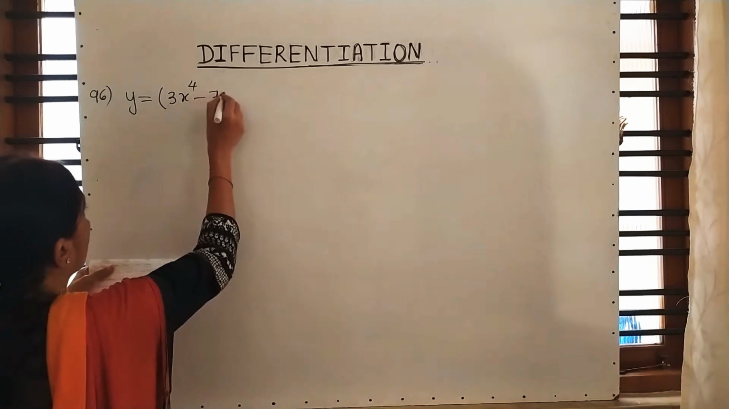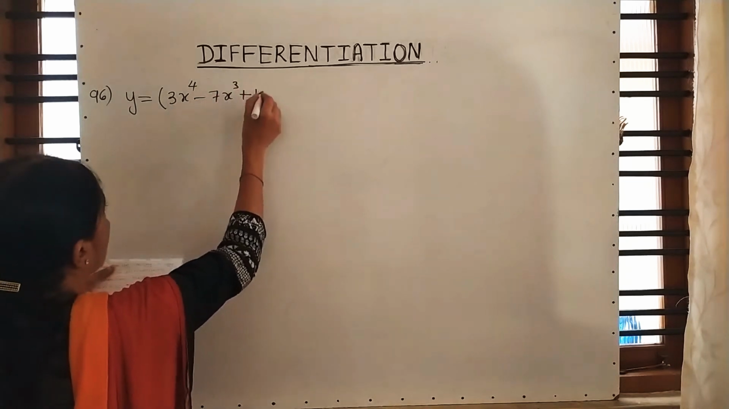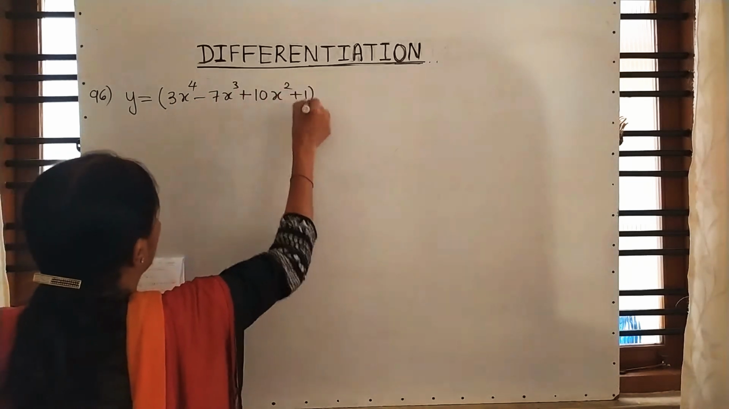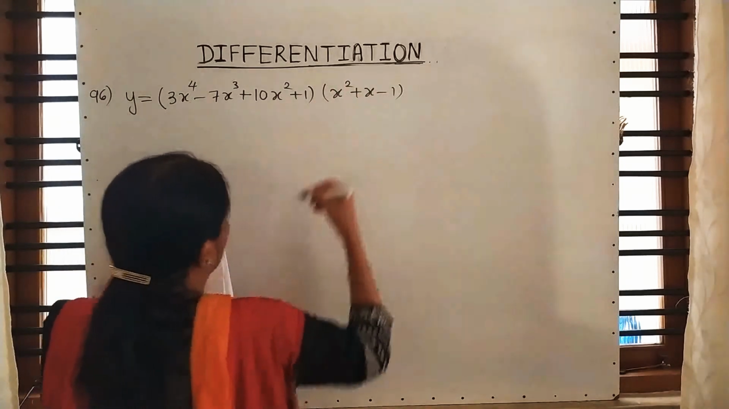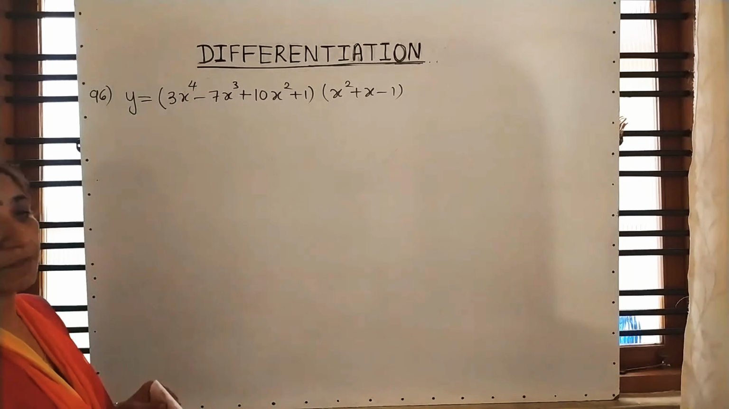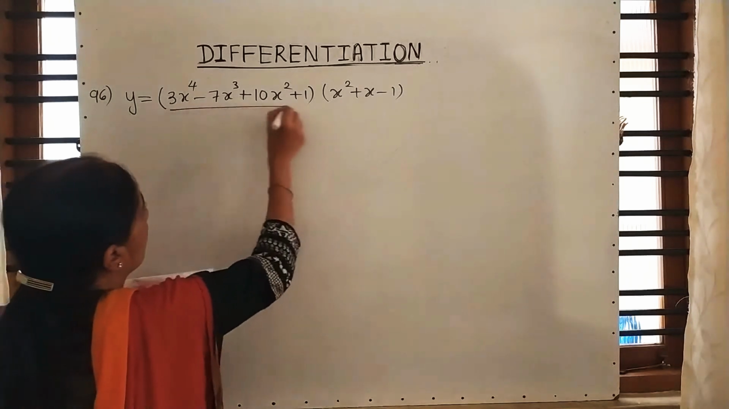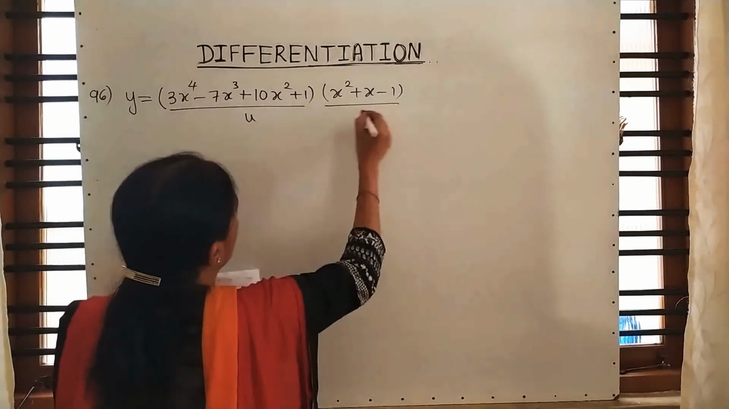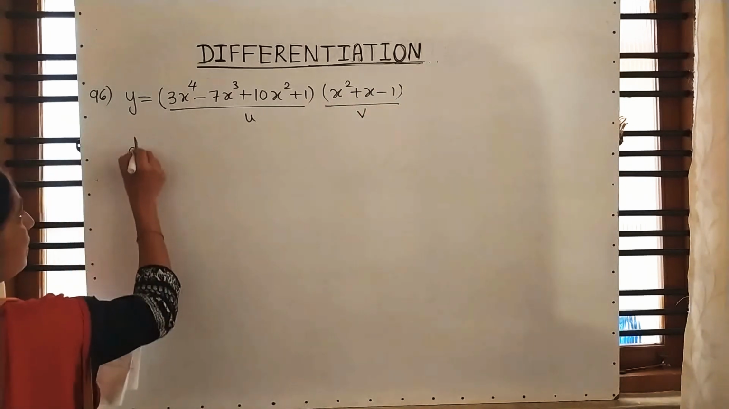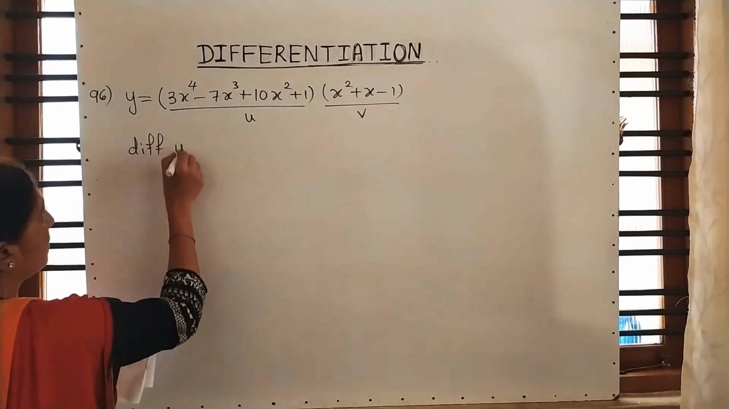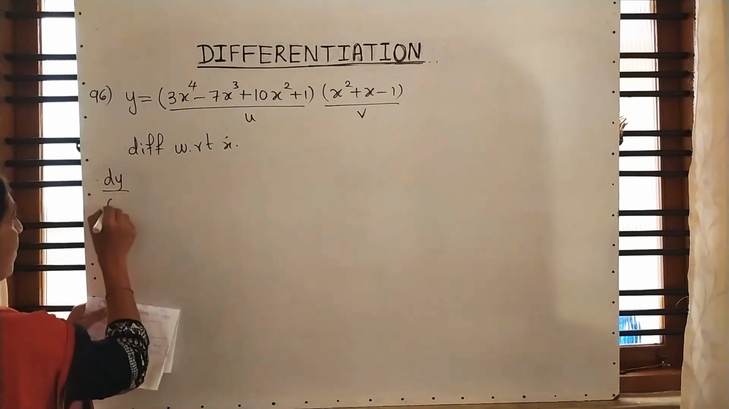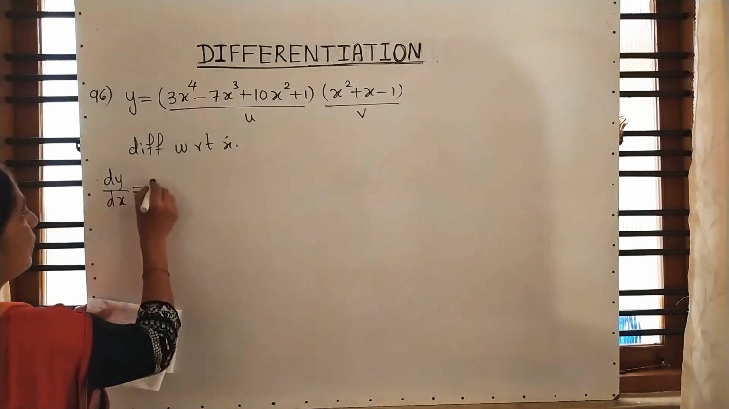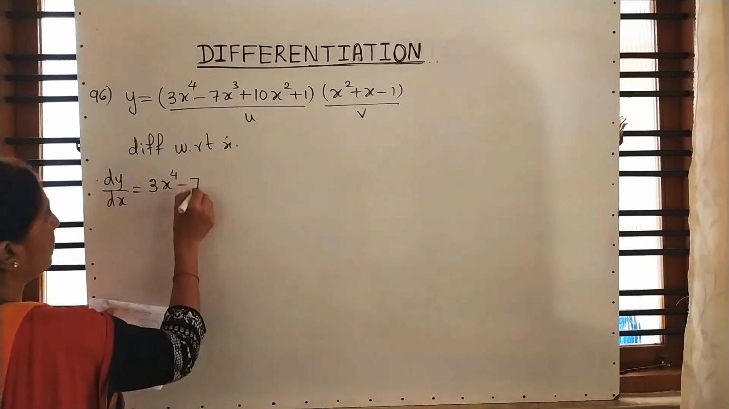It is minus 7x cube plus 10x square plus 1. Next bracket, x square plus x minus 1. Have you identified which formula is applicable here? Yes, this is u. The first bracket is u and the second bracket is v. See, differentiating with respect to x, dy upon dx will be, first apply the basic formula.